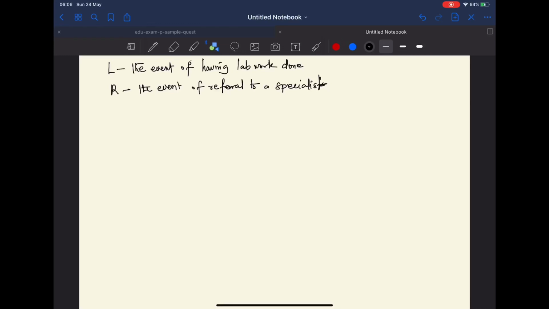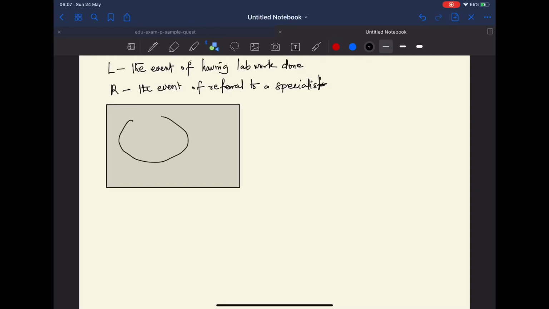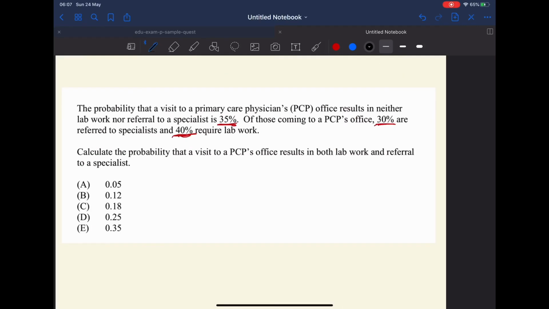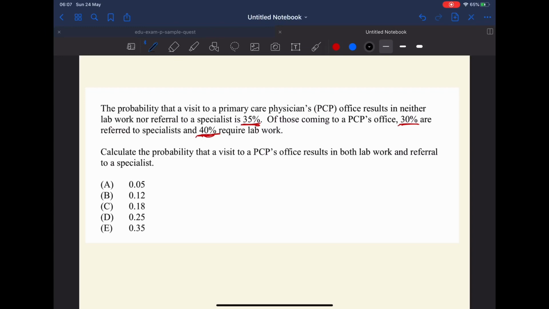To better understand what we are going to do, I will quickly draw a Venn diagram to represent the information we have. This is our sample space. We have L here and R there. We are told in the question that if neither lab work nor referral to a specialist is made, we have a probability of 35%.